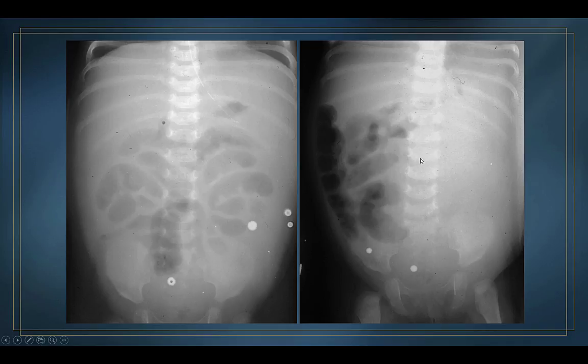And just to point out that one of the findings on abdominal radiographs on the decubitus view, this is an LLD. You see the bowel loops floating into the upper right portion of the abdomen and centrally pooled on the supine film.